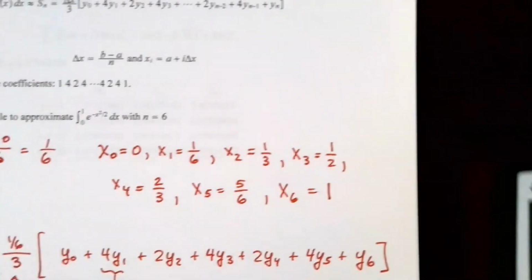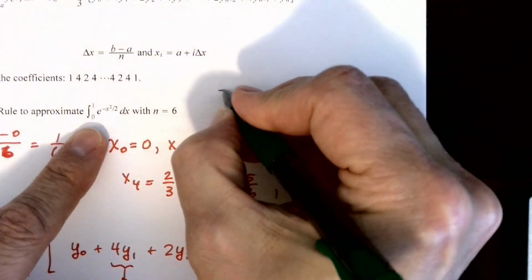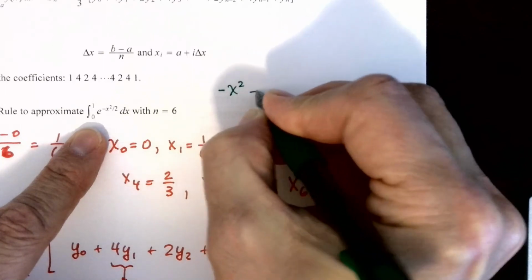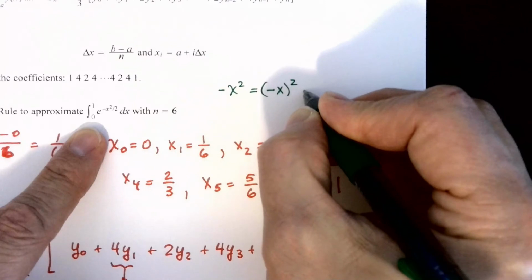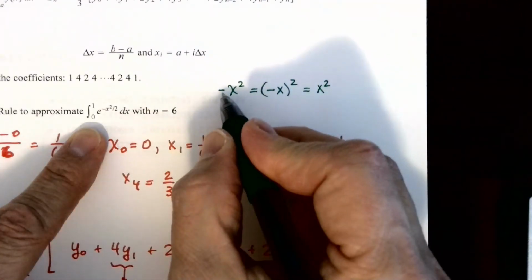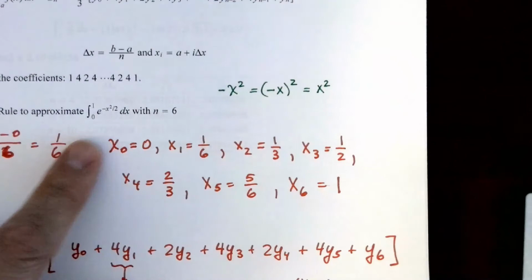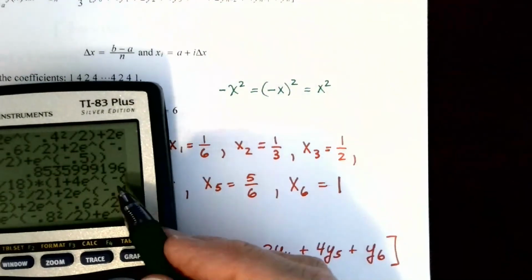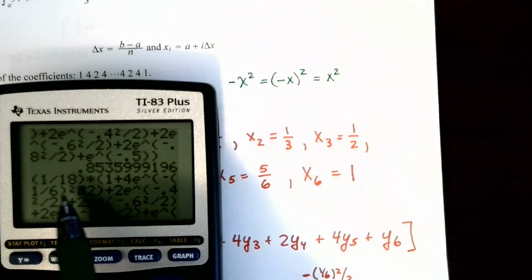Just to emphasize, hopefully you recognize that negative x squared is not the same thing as negative x, quantity squared, which would just be positive x squared. So this negative means you do the squaring first and then multiply by -1. That's what we have there. So be careful. The negative sign has to be outside of what you're squaring. Okay?